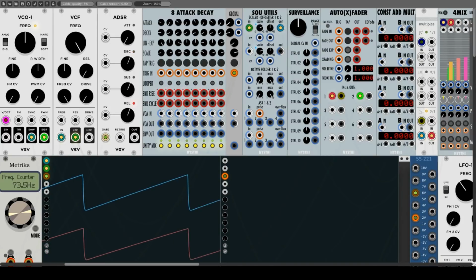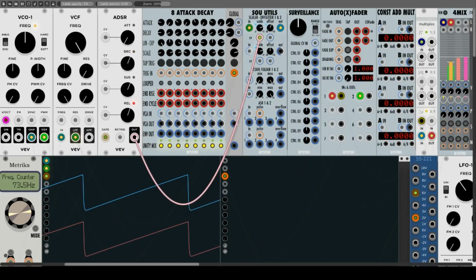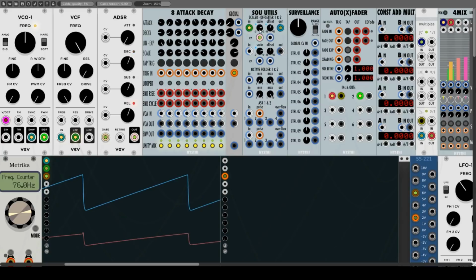Offset adds plus minus 10 volts, and thus a unipolar signal can be made bipolar again and vice versa. A standard VCA volume effect is possible with an envelope in the CV input scale. The offset parameter can also be controlled via CV. The other 2 sections, octave folder and analog shift registers, are described in another episode.